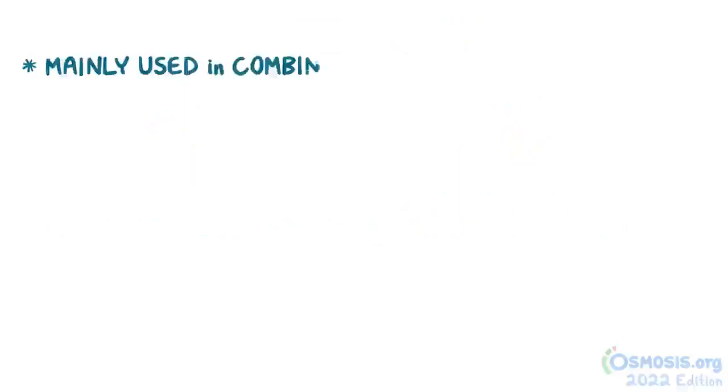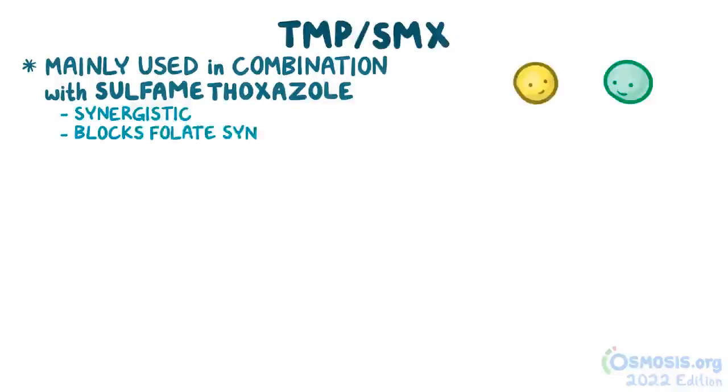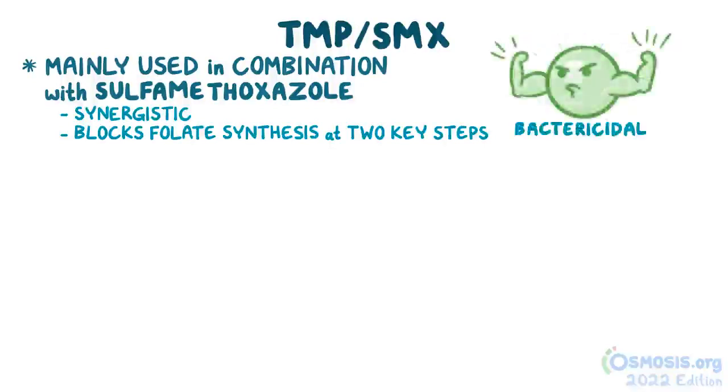Now, it's mainly used in combination with sulfamethoxazole. The combination of these medications is called TMP-SMX. These medications are used together because they're synergistic and can block folate synthesis at 2 key steps. When used alone, both medications are bacteriostatic, meaning they can stop the bacteria from reproducing. But when combined, they are bactericidal, meaning they will kill the bacteria.